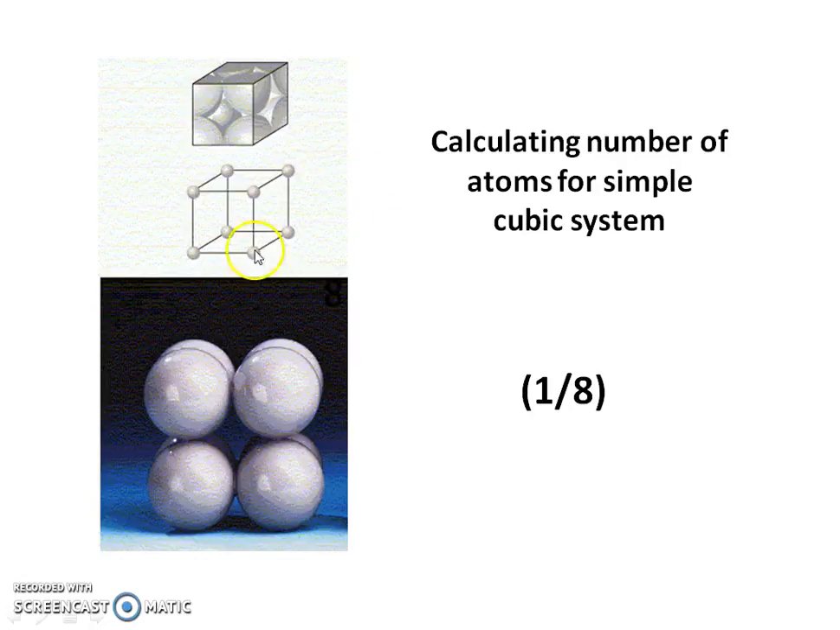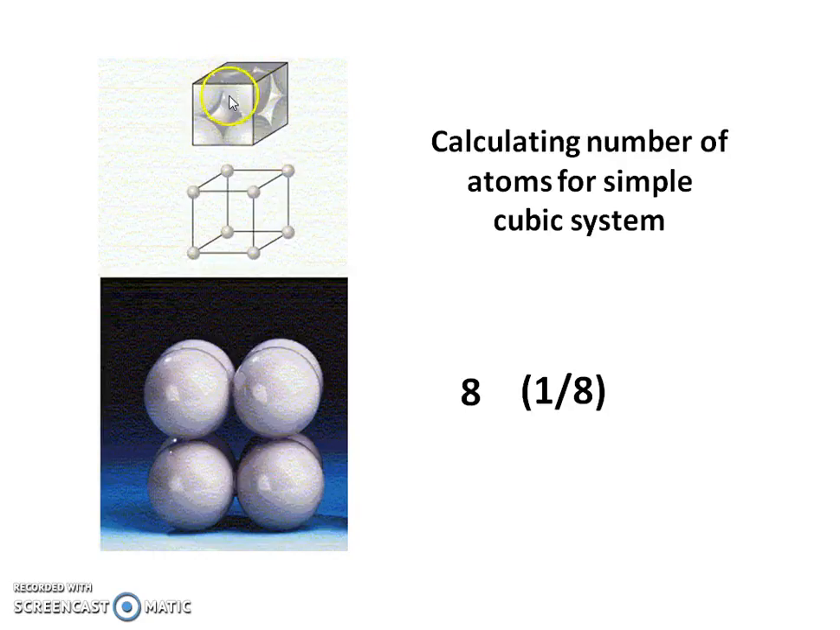So first I will take 8 atoms which are located on each corner. It is very clear there are 8 atoms, as we previously calculated: 1, 2, 3, 4, 5, 6, 7, 8. So 8 atoms I have kept here. And I have to see what is the contribution of this particular atom for this particular unit cell. How can I calculate this? This schematic will give you an idea.